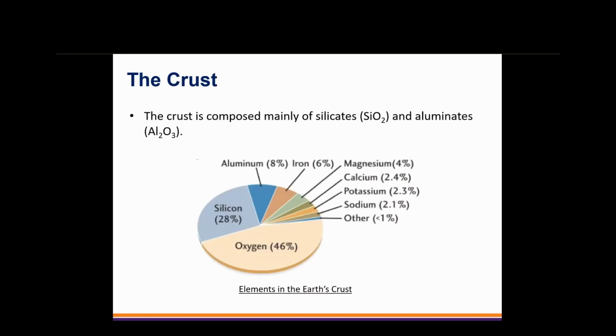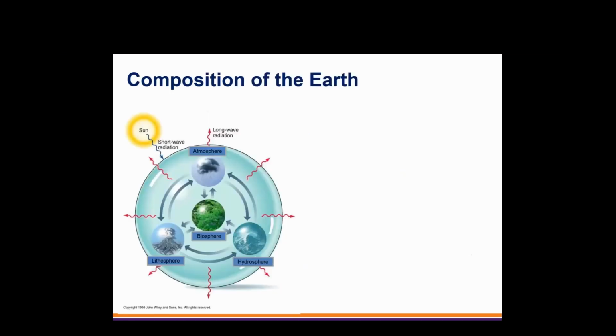So in the Earth's crust, the majority of it is oxygen, which is also in the atmosphere. And then we have silicon, aluminium, iron, magnesium, calcium, potassium, sodium, and others. So this is basically the interaction of the Earth.